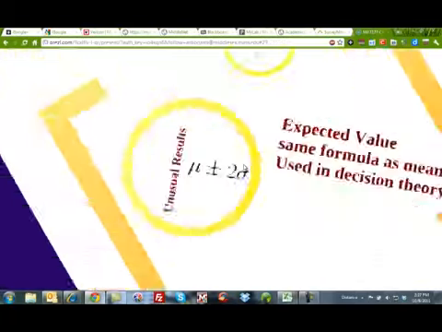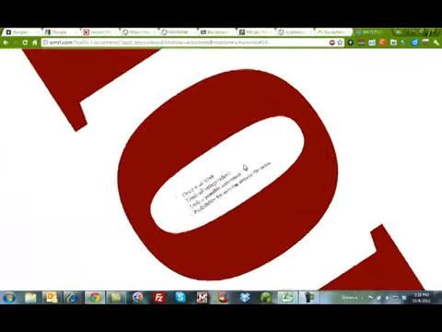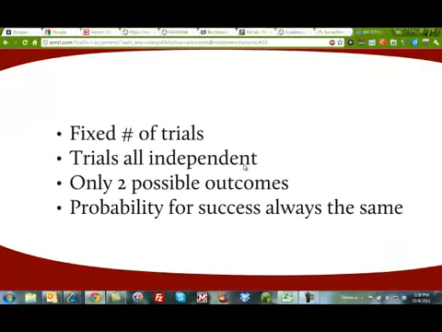Now we're going to look quickly at 5.3, which is binomial distributions, and then we're going to stop and we'll cover some more stuff next week. So a binomial distribution is again a discrete distribution, except for the fact that there are 2 chances of things happening. You have success and failure. There's a fixed number of trials. The trials are all independent, so if I take something out, it doesn't depend on the last one. There's only 2 possible outcomes, success and failure, and the probability of success is always the same.